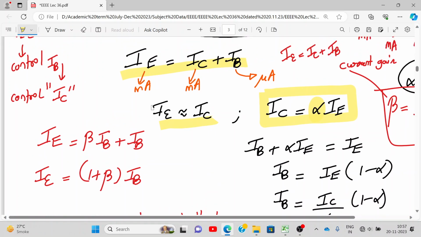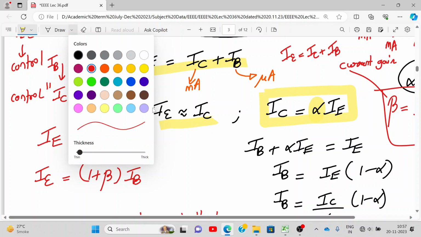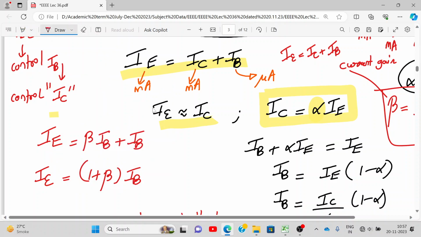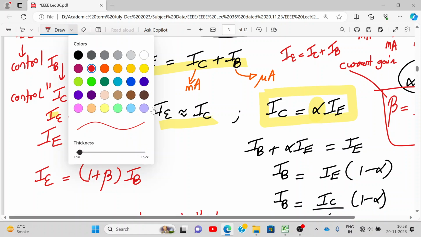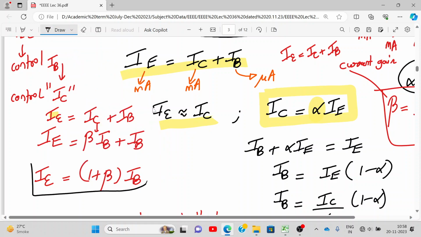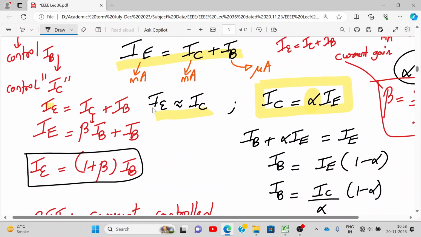Now listen carefully, just the last few minutes. IE is IC plus IB, right? And what is IC? Beta times IB. So IE can be related to IB directly: IE is 1 plus beta times IB. Understanding this? Please write this down. You should know the relation between these currents. IC and IB relation is determined by beta. IC and IE relation is determined by alpha. IE and IB relation is determined by 1 plus beta.